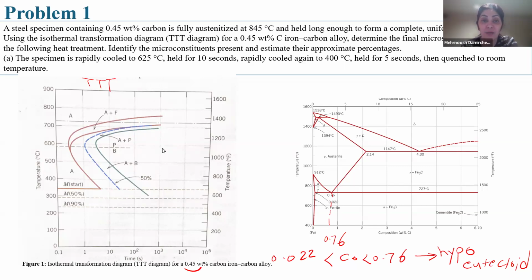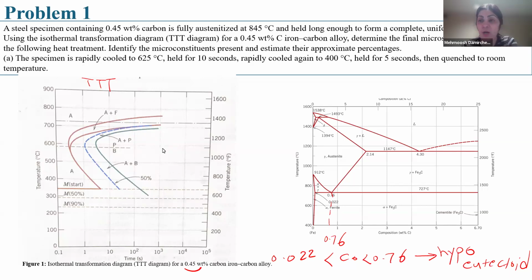Identify the microconstituents present and estimate their approximate percentage. First, the sample is rapidly cooled to 625 and held for 10 seconds, rapidly cooled again to 400, held for 5 seconds, and then quenched to room temperature.